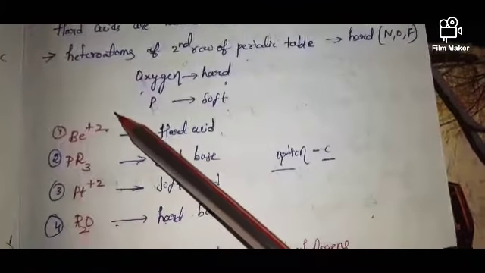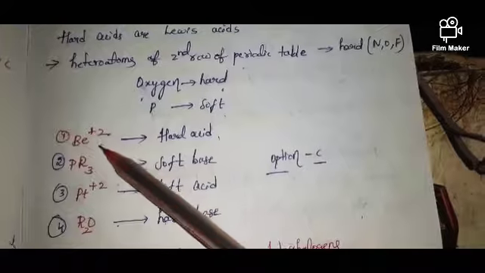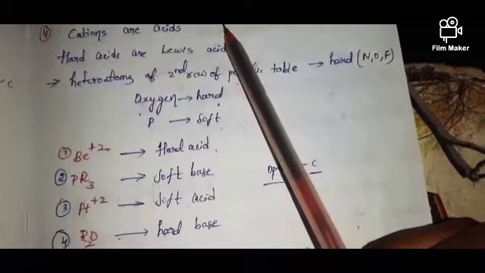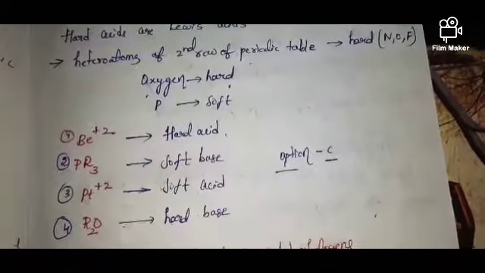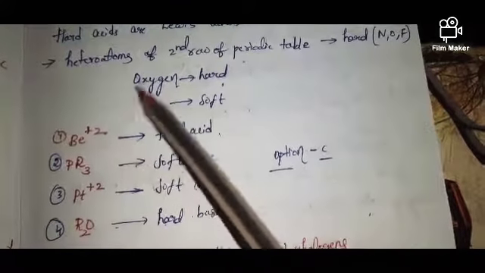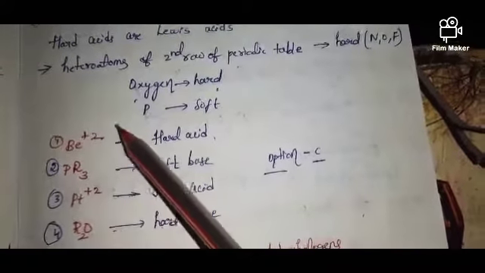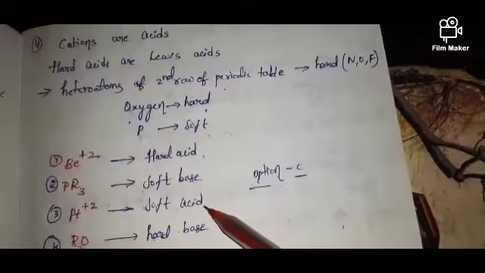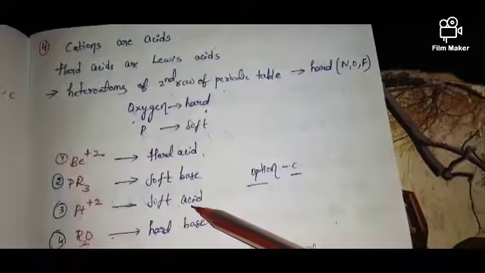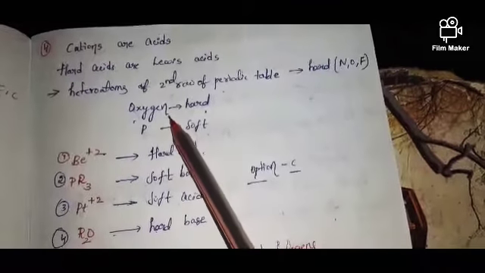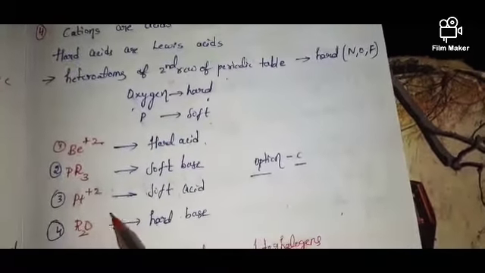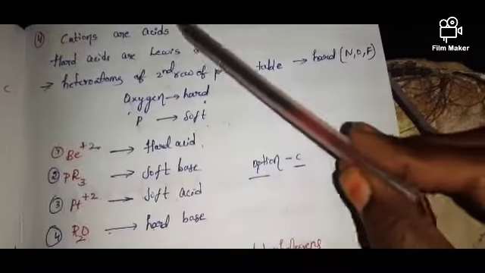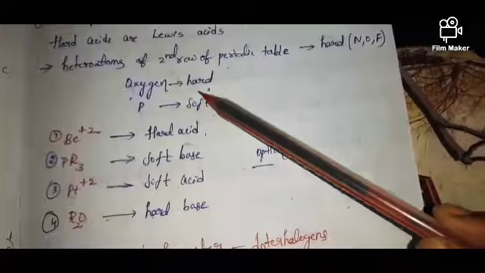Actually, these are the four options given in the paper. First we know that cations are acids, so first observe the options in which a positive charge is present. In beryllium and platinum they have mentioned the positive charge, that means these two are acids. Next, oxygen is always hard, so where oxygen is present, it is hard. Based on these clue points we can easily answer this.